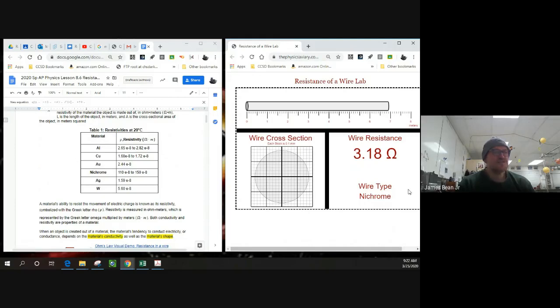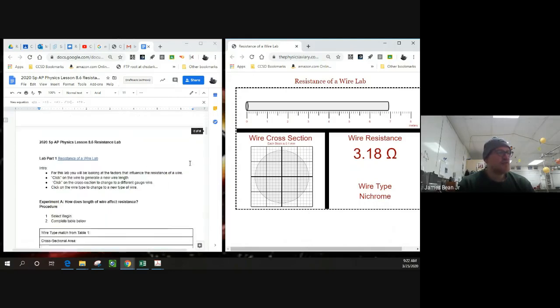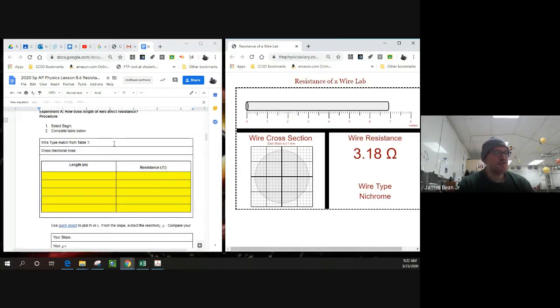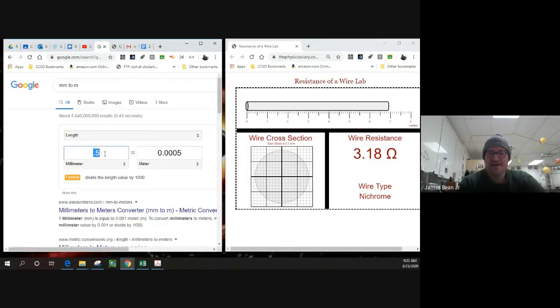Okay. So let's suppose I have nichrome. So I would go ahead and type in nichrome here. Now the cross-sectional area, okay, you gotta be very careful here. So each one of these is a millimeter. So that's 1, 2, 3, 4, 5, 6, 7, 8, about 8.8 millimeters. So I have this little thing up here where I'm too lazy, so I'm going to go ahead and use this.